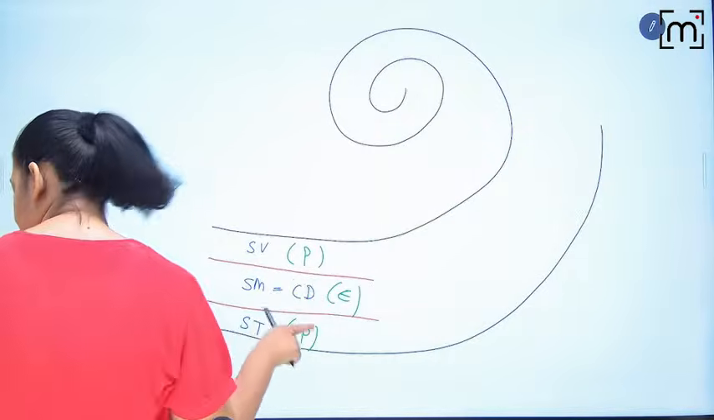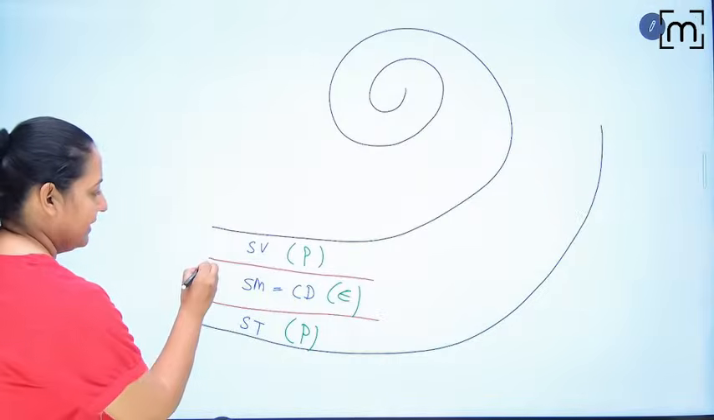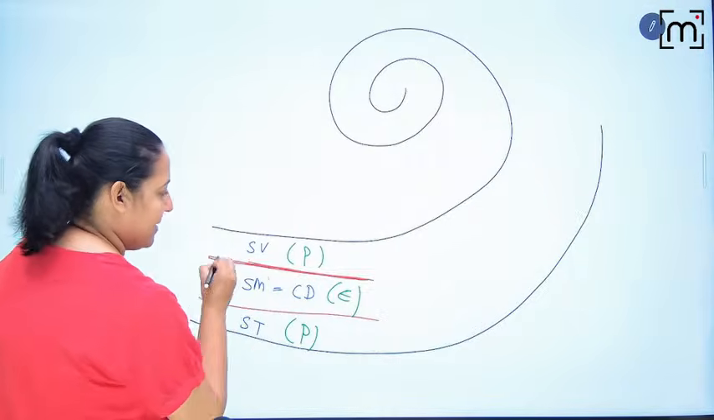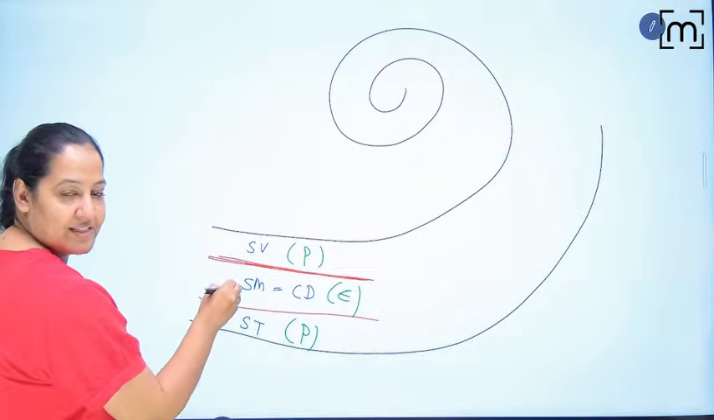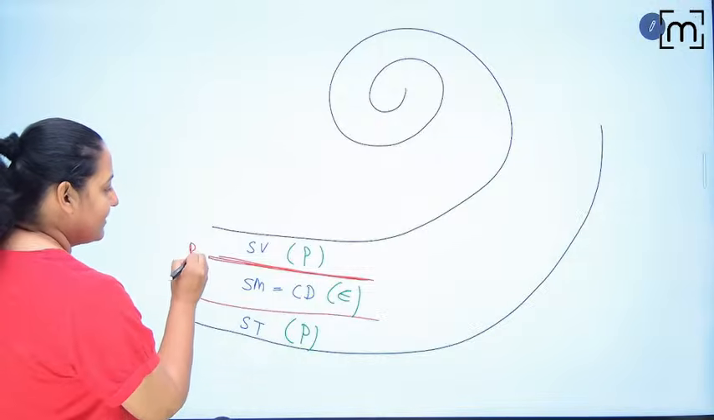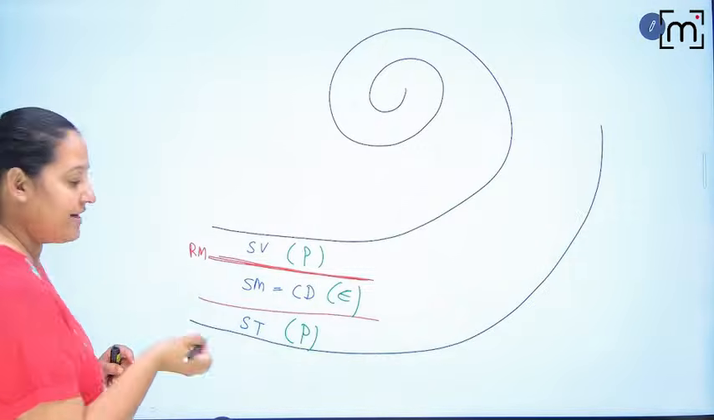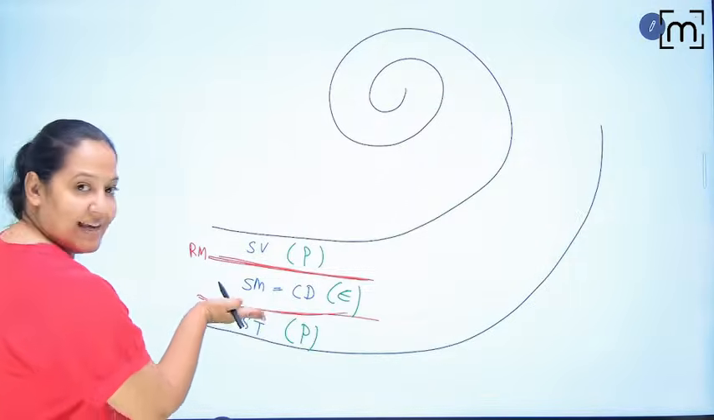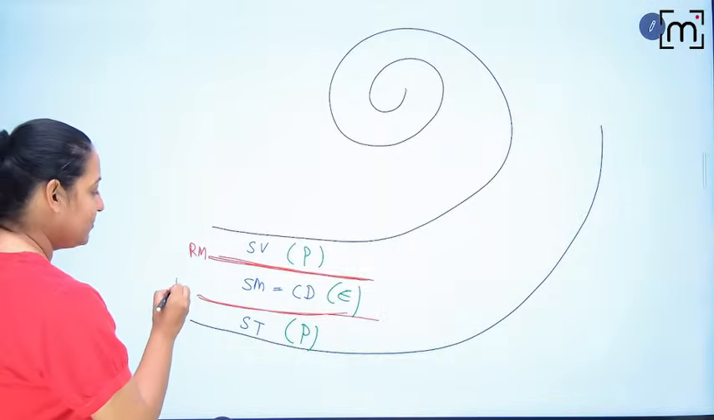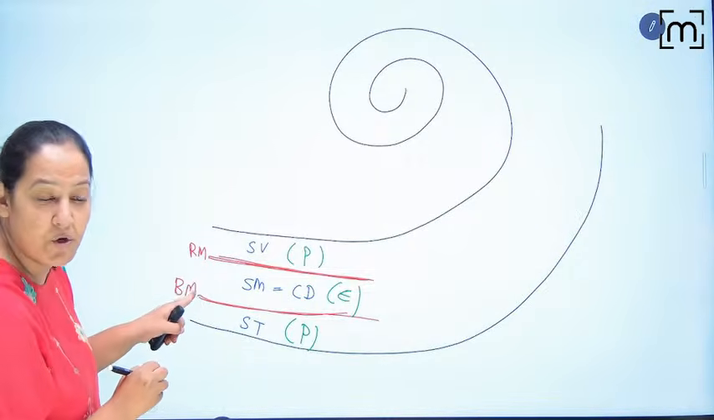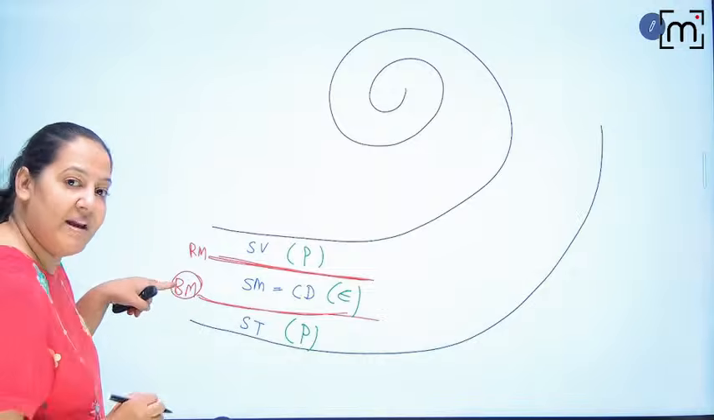Now what are these 2 membranes which are separating? Listen. What is the name of this membrane which is separating scala vestibuli from scala media? This membrane is known as Reissner's membrane. What is the name of this membrane which is separating scala media from scala tympani? This is known as the basilar membrane. People, focus on the basilar membrane, because this basilar membrane has the organ of Corti.